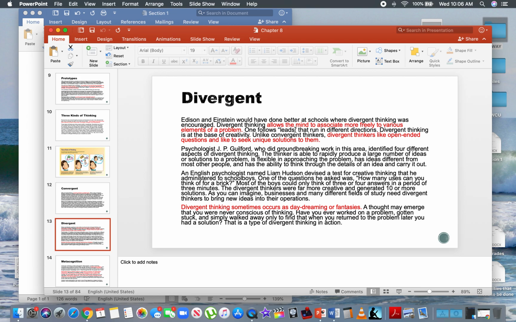Divergent thinking allows the mind to associate more freely to various elements of a problem. One follows leads that run in a different direction. Divergent thinking is at the base of creativity. Unlike convergent thinkers, divergent thinkers think like open-ended questions and like to seek unique solutions to them. Woo! That is confusing. Divergent thinking sometimes occurs as daydreaming or fantasies. Interesting.